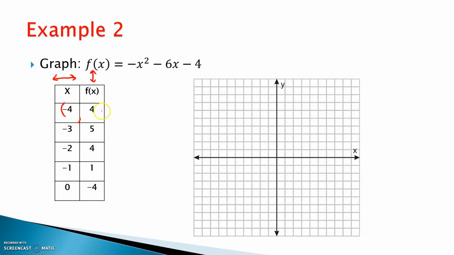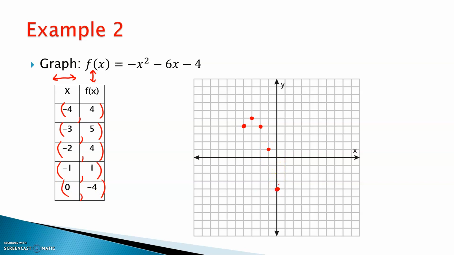So where's -4, 4? We're going to go left -1, 2, 3, 4, and then up +1, 2, 3, 4. And we put our very, very first point. Next one, -3, 5. We go left 3 and up 1, 2, 3, 4, 5. The next one is -2, 4. So we go left 2 because it's negative. We do go up 4. Lastly, here we go -1 to the left and up 1. And the last one here is 0, -4. We stay at 0. We go down 1, 2, 3, 4.